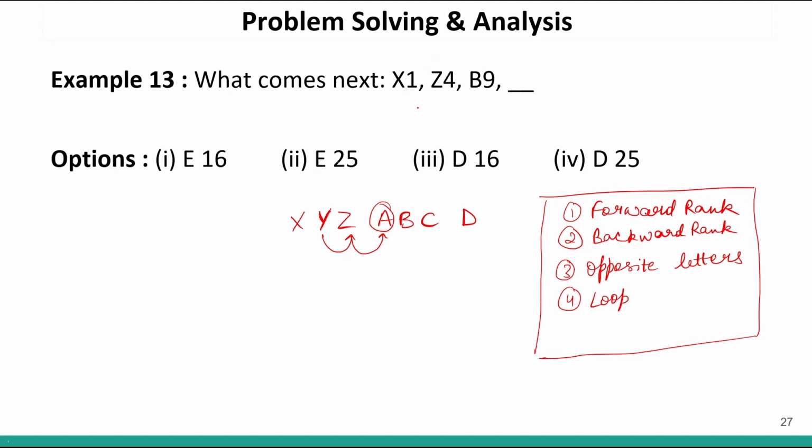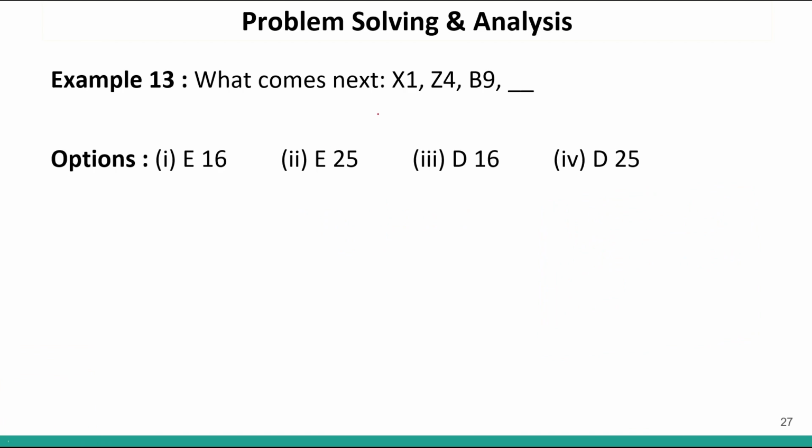Okay. So over here again, if I look at the numbers, this is 1 square, this is 2 square, and this is 3 square. So the next number definitely will be 4 square. 4 square is 16. Elimination of option number 4 and option number 2. Elimination approach.